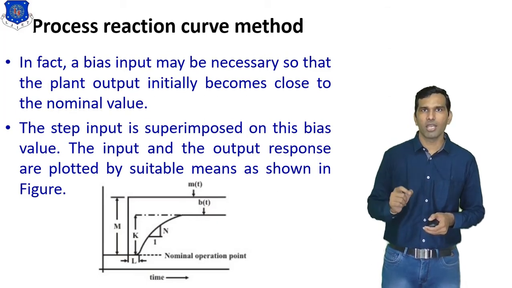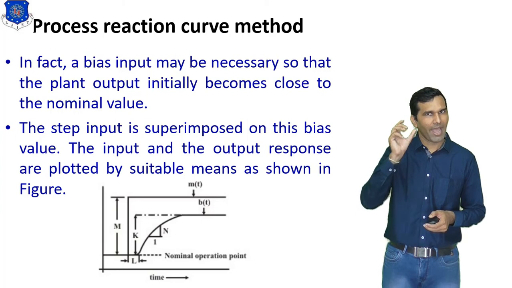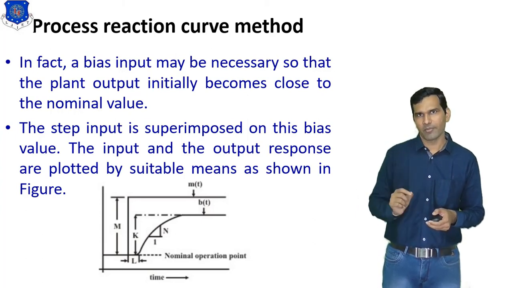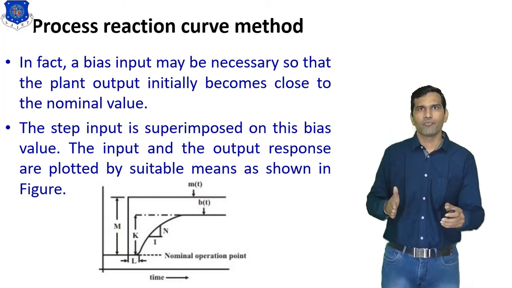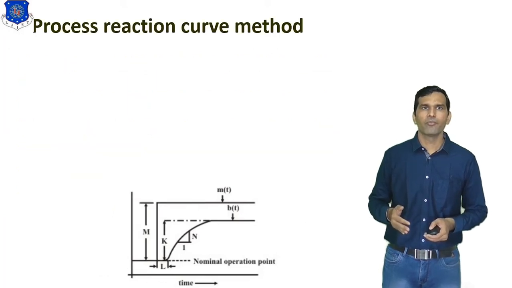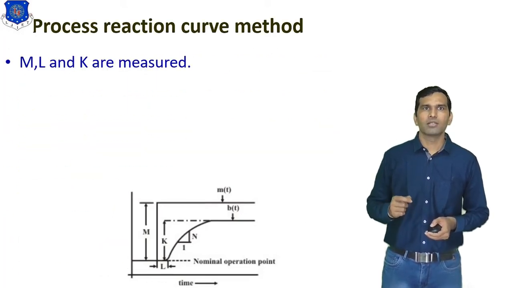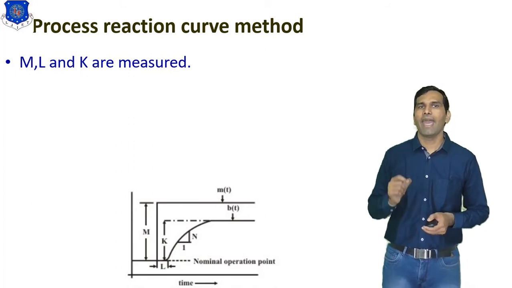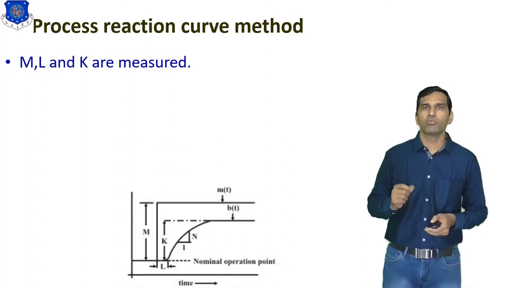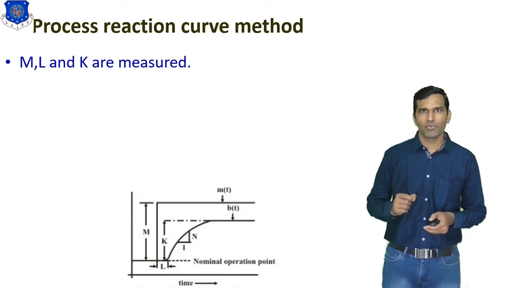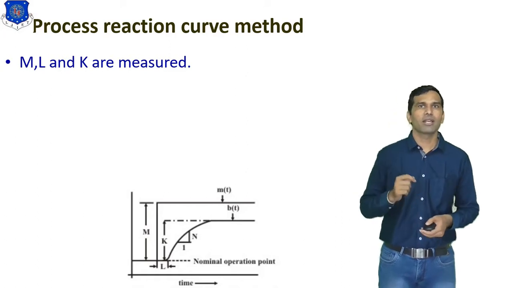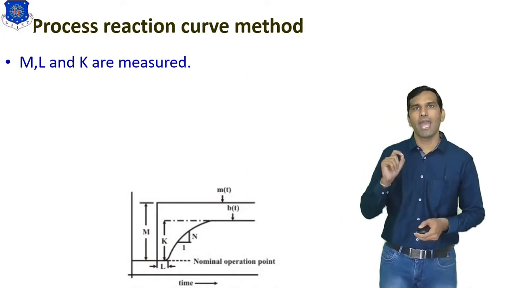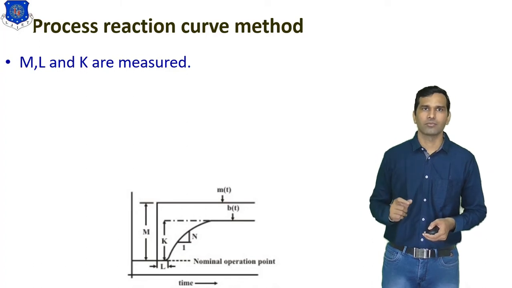That means we give the input at M' and measure the output at B. Then we plot the value of the output according to the input in the graph. So now we measure the values of M, N and K from this graph. That means if we plot the graph, then the graph is like this, and from the graph we measure the values of M, N and K.